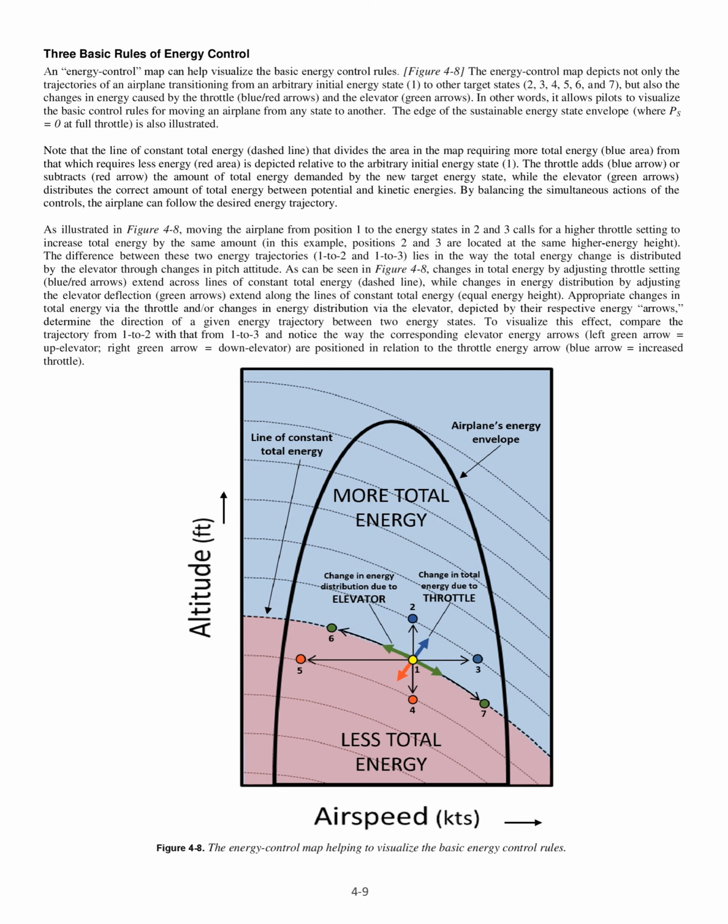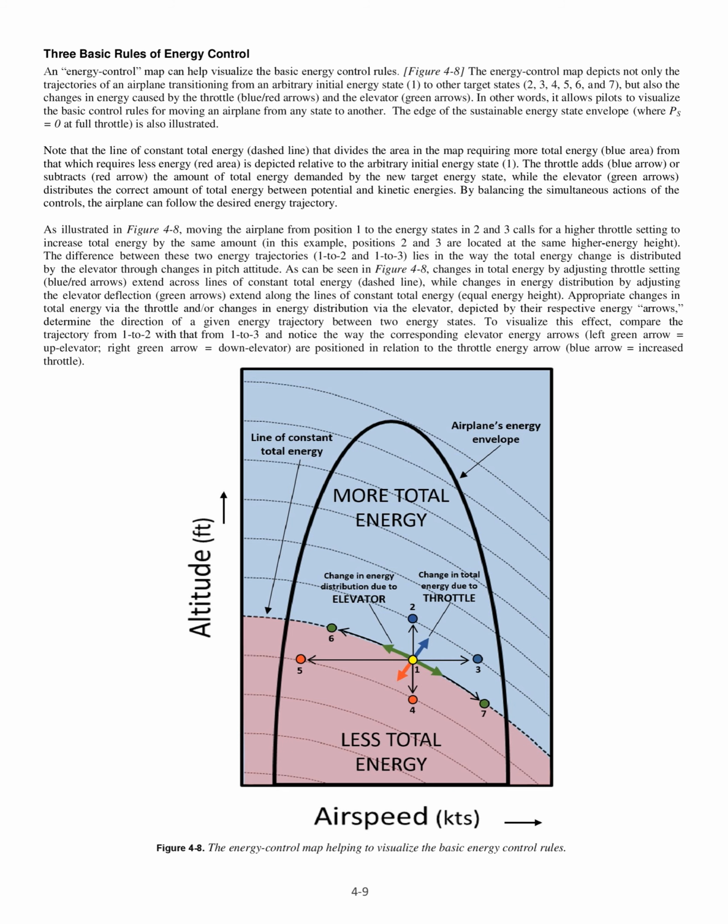Note that the line of constant total energy, dashed line, that divides the area in the map requiring more total energy, blue area, from that which requires less energy, red area, is depicted relative to the arbitrary initial energy state, 1. The throttle adds, blue arrow, or subtracts, red arrow, the amount of total energy demanded by the new target energy state, while the elevator, green arrows, distributes the correct amount of total energy between potential and kinetic energies. By balancing the simultaneous actions of the controls, the airplane can follow the desired energy trajectory.